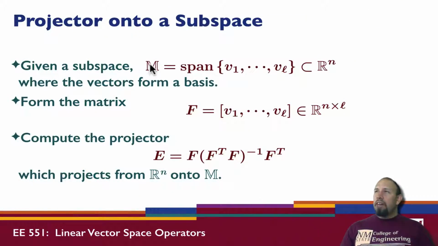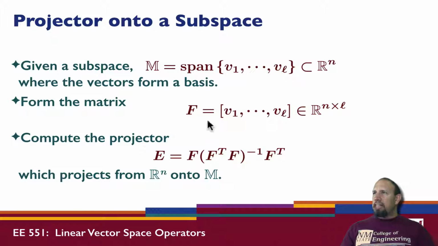So if we now have a subspace spanned by some vectors, v1 to vl, we can form a matrix from those vectors. This matrix will be of dimension n by l. So each of these columns, remember, had n elements in it. So this is n and l columns, so that's why I get n by l.